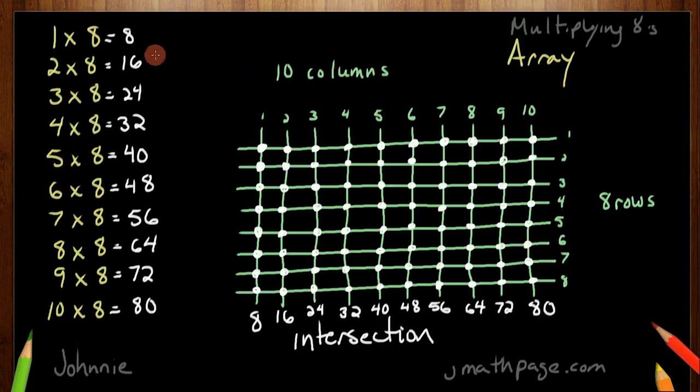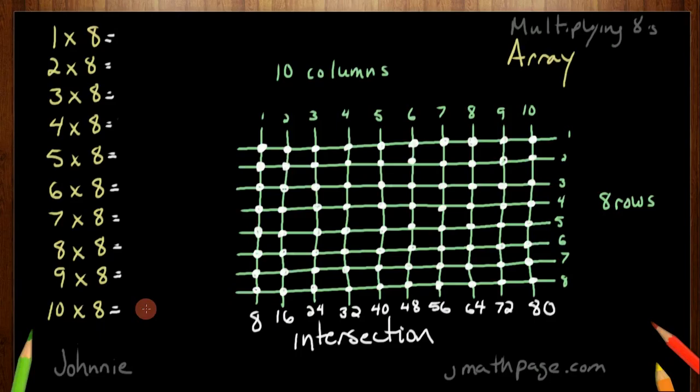Now I'm going to take these numbers away, and I want you to think about them for yourself. Okay? So say goodbye to 8 and 16, 24 and 32. Say goodbye to 40, 48, 56 and 64. And say goodbye to 72 and 80. All right, now I'm going to ask you each one of these, and I want you to say it for yourself, all right? So 1 times 8, what do you think that is? 2 times 8, what do you think that is? Maybe you want to look at the array to help you.